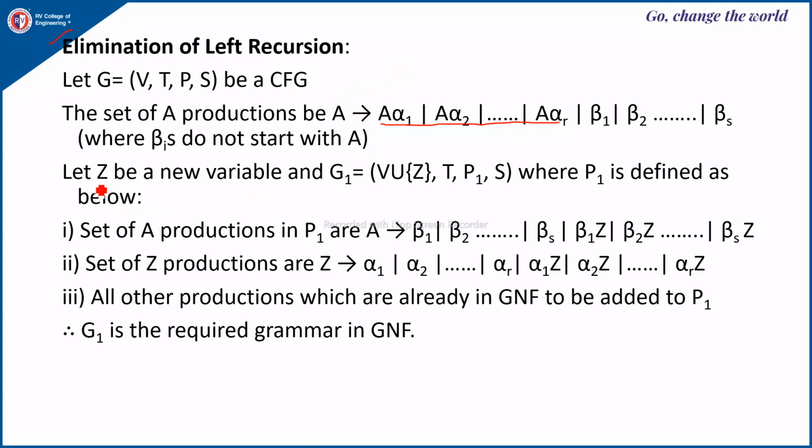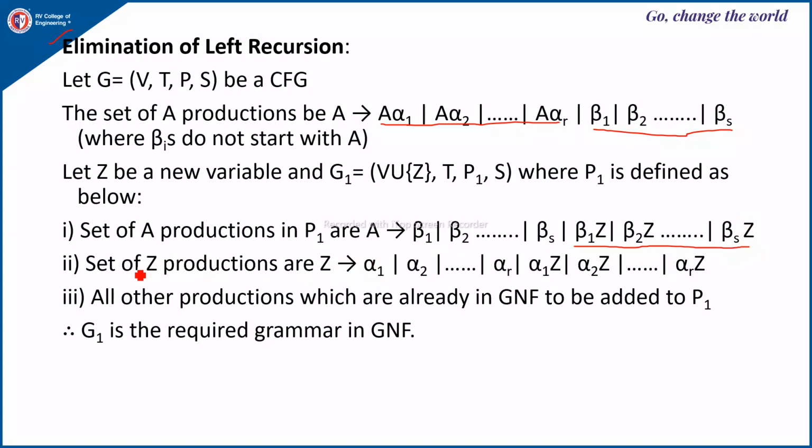Now we will introduce a new variable Z and let G1 = (V union Z, T, P1, S). So we have added a new variable into the set of variables, T is the set of terminals, P1 is a set of new productions, and S is the start variable, where P1 is defined as below. First, the set of A productions in P1 will be A derives beta 1, beta 2, ..., which are in the correct form, that is, they do not have left recursion. Along with that I will be adding the new productions beta 1 Z, beta 2 Z, ..., beta s Z.